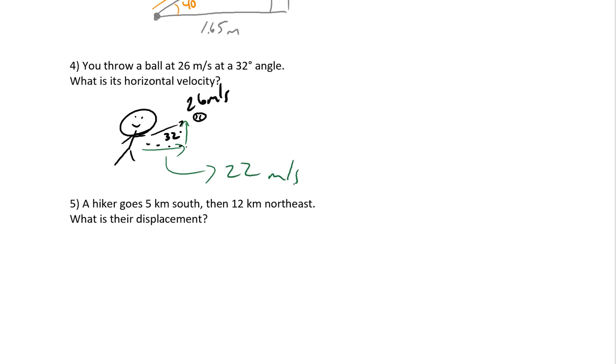Okay. All right, last, we got a hiker who goes 5 kilometers south and then 12 kilometers northeast. What is their displacement? Well, I'm going to draw a little reference to start with. 5 kilometers south, so our little hiker guy goes 5 kilometers south. That's straight down. And then the hiker goes 12 kilometers northeast. That's perfectly at the 45, so maybe something like that. There we go. And we'd be looking for their displacement.